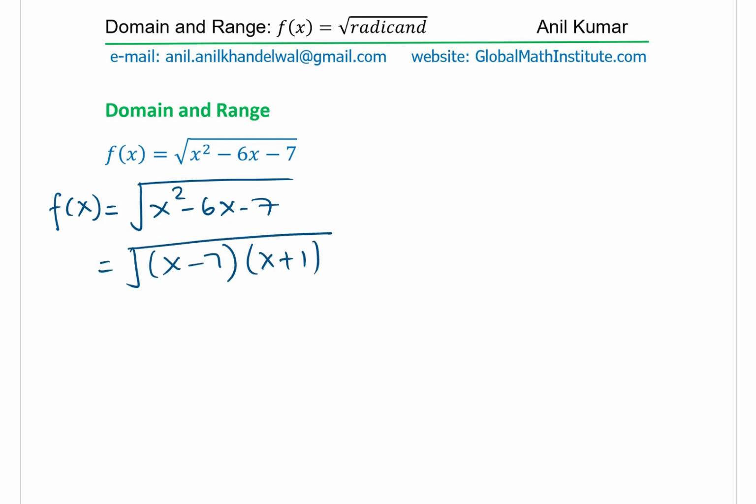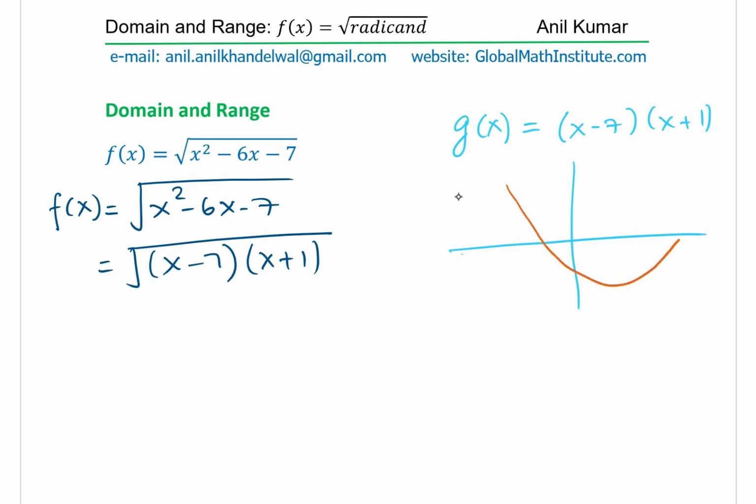Now let us try to sketch this particular function. What we will do here is that the function which we are going to sketch first is within the radical sign, which is x minus 7 times x plus 1. On a graph, it will be a parabola which has x-intercepts at 7 and minus 1. So you could sketch this like this, where the points on the x-axis are at minus 1 and plus 7.